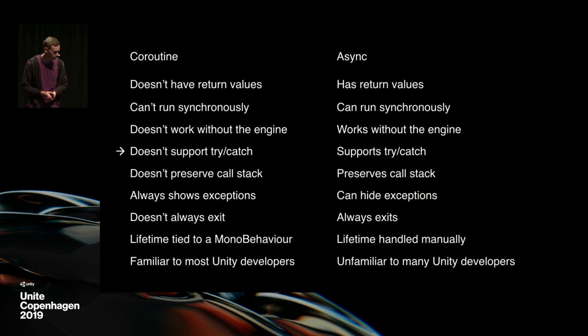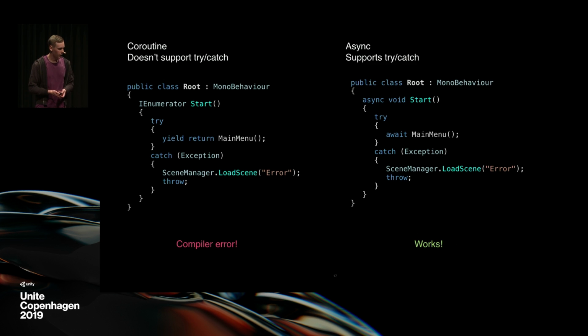Almost halfway. Coroutines don't support try-catch. Async does. Pretty straightforward, but it's actually a pretty big one, because now we can finally do this. And this is not only about try-catch. It's actually about how we can now structure our app as one sequential flow.